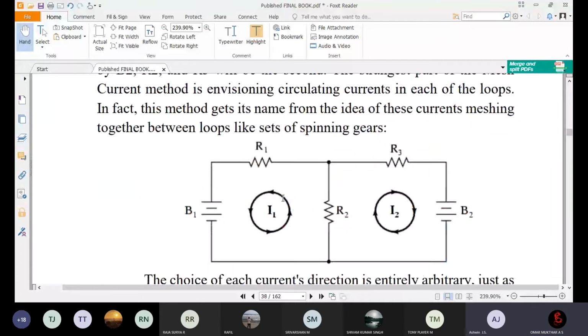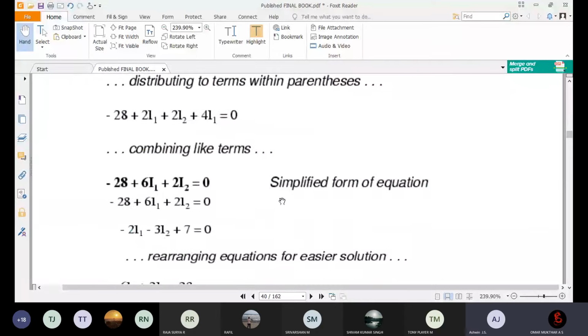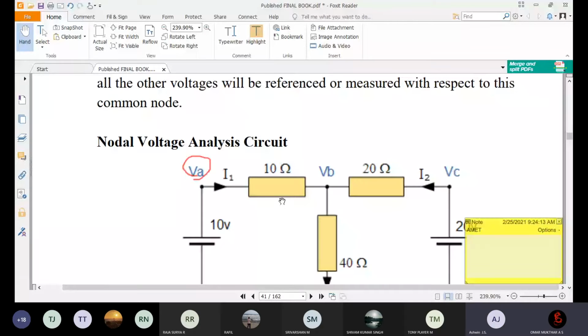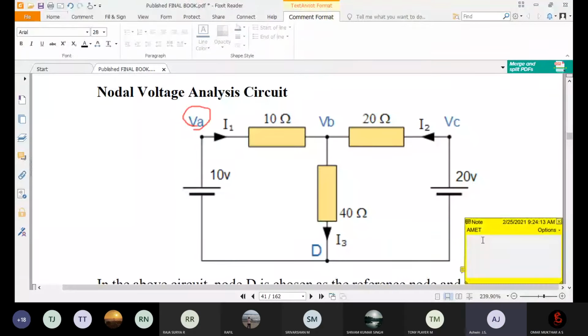Here it will be I1 plus I2 is equal to I3, sir. Sir, I1 plus I2 is equal to I3. Sum of incoming currents is equal to sum of outgoing currents.